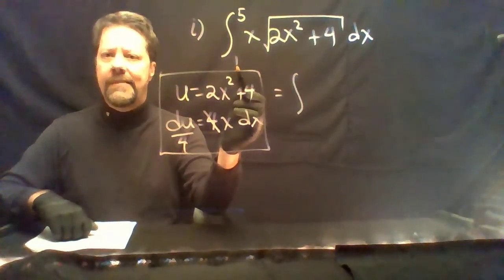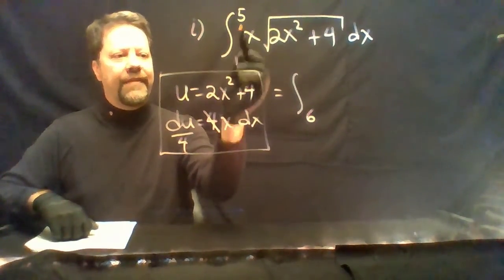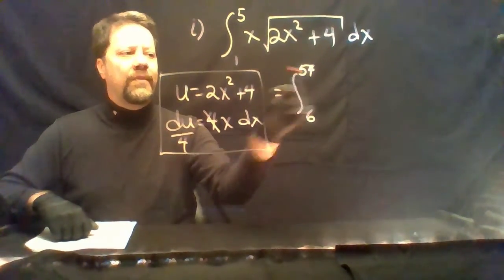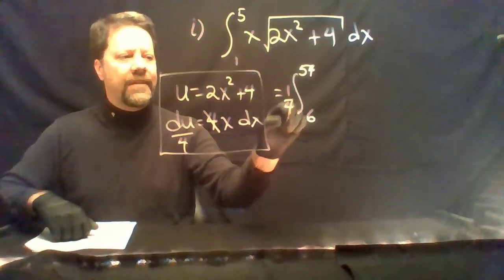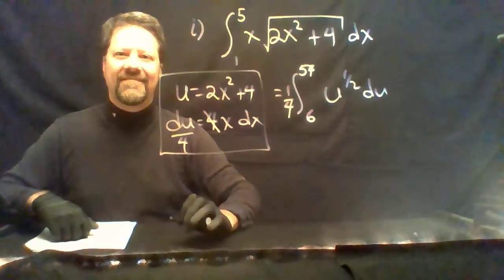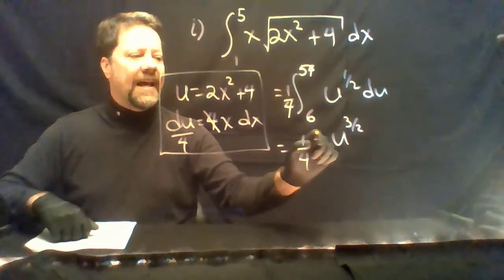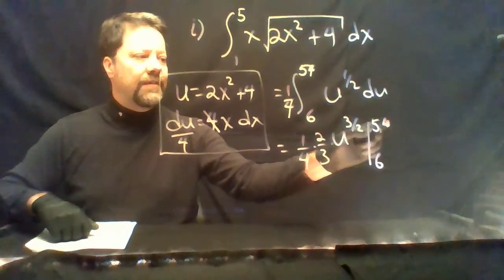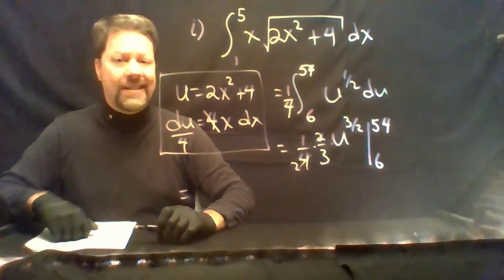We're going to transform the limits. If x is 1, u is 6. And if x is 5, 5 squared is 25 times 2 is 50, plus 4, we get 54. The x dx goes away to become a 1/4 du, and then we'll have u to the 1/2. This is 1/4 u to the 3/2 times 2/3, evaluated from 6 to 54. Notice we have a coefficient now of 1/6.